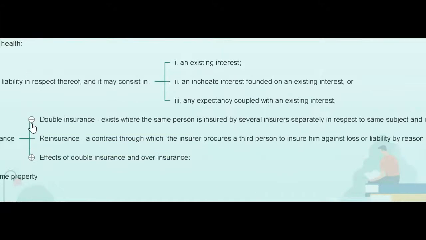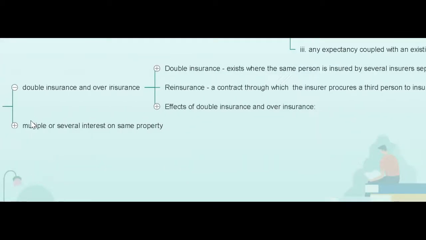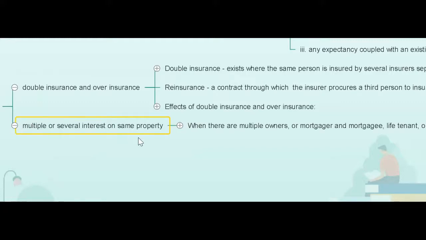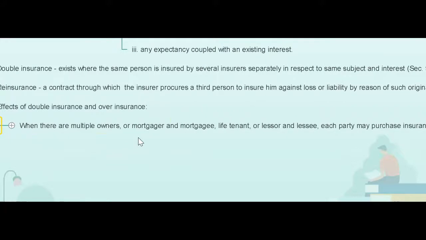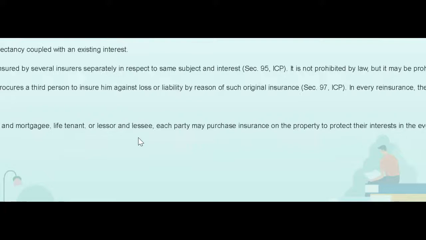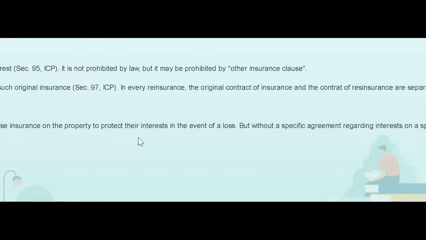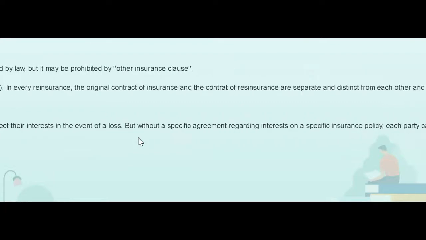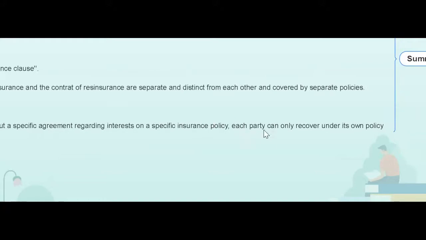So, tago muna natin to. Tago muna natin yung isa. Let's proceed to multiple or several interests on same property. So, where there are multiple owners or mortgagor and mortgagee, like tenant or lessor and lessee, each party may purchase insurance on the property to protect their interest in the event of a loss, but without a specific agreement regarding interest on a specific insurance policy. Each party can only recover under its own policy.